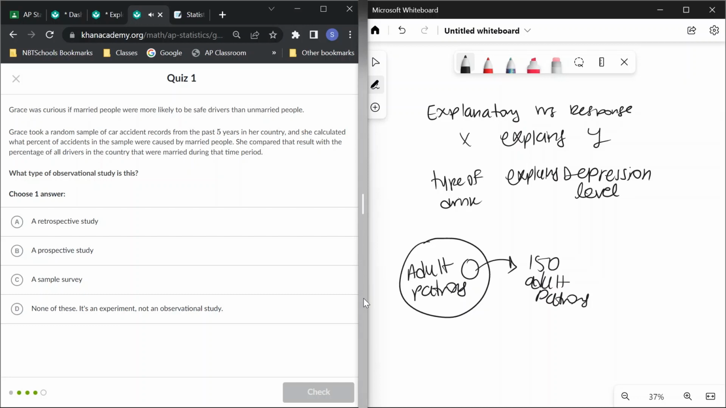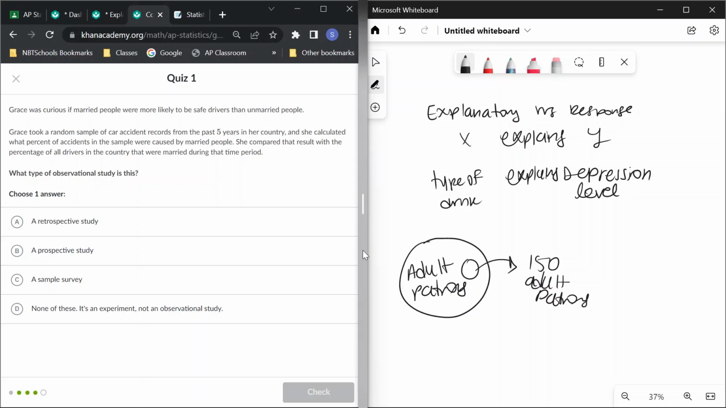Okay. Grace was curious if married people were more likely to be safe drivers than unmarried people. Grace took a random sample of car accident records from the past 5 years in her country, and she calculated what percent of accidents in the sample were caused by married people. She compared the result with the percentage of all drivers in the country that were married during that time period. What type of observational study is this?